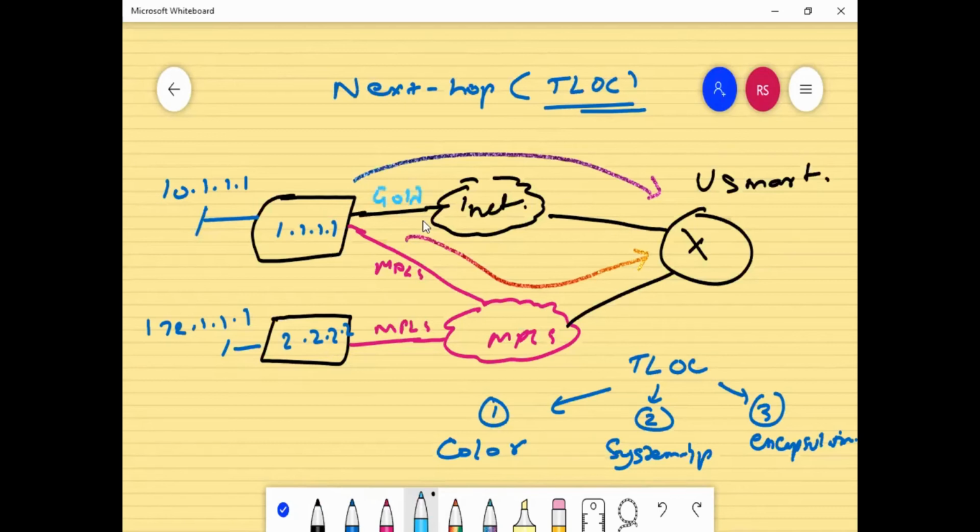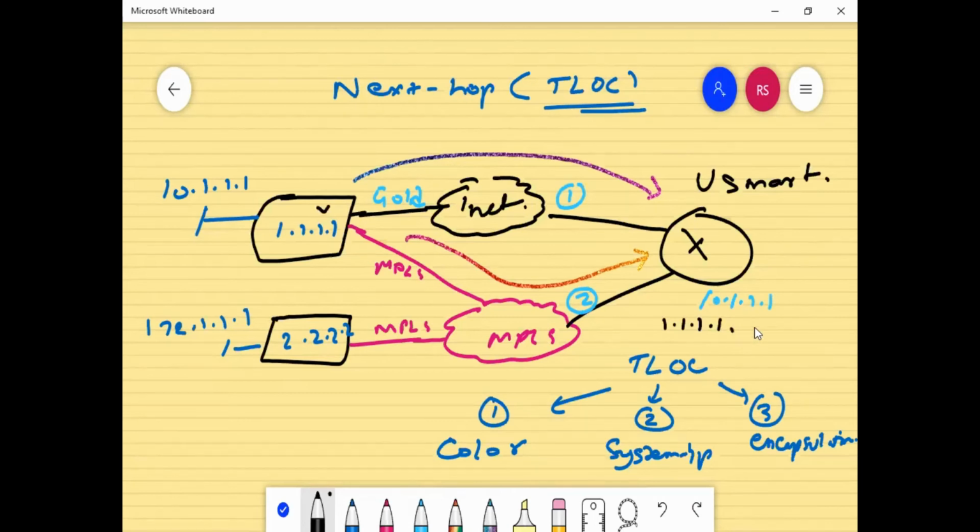So it can be your Gold. So when over vSmart, the 10.1.1.1 route will come. It will come from two paths. One is from the internet and the second from INET. And this will be showing that it is received by 1.1.1.1, that is the system IP of your WAN edge.